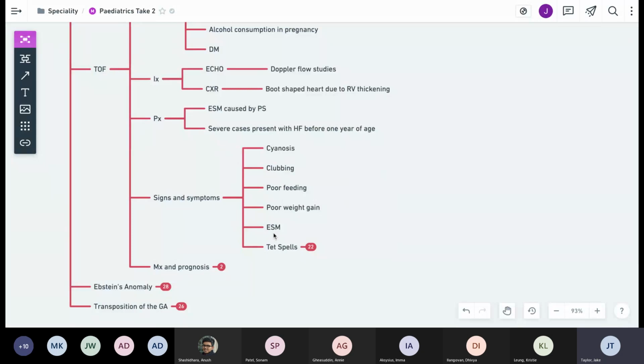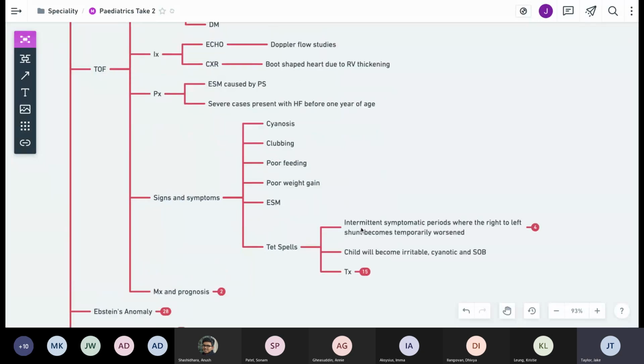Poor weight gain, an ejection systolic murmur, and they get these TET spells. Has anyone heard of that or know what that is? Or how they would present? How would someone present if they had a TET spell? Anyone got any ideas? Yeah. So basically, this is when the child becomes very irritable.